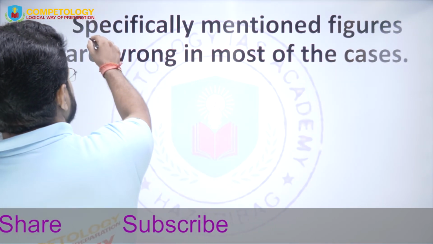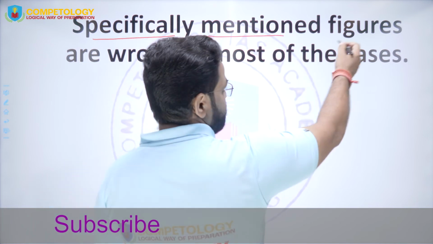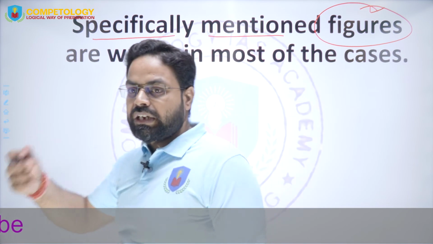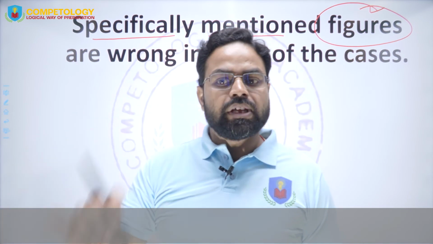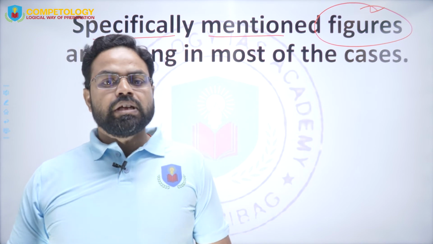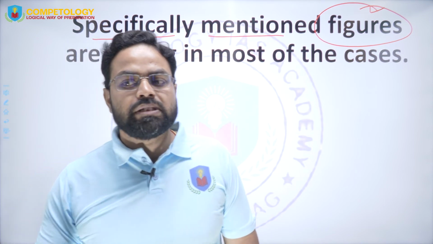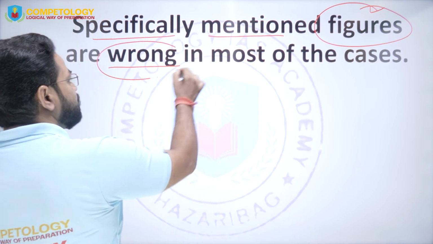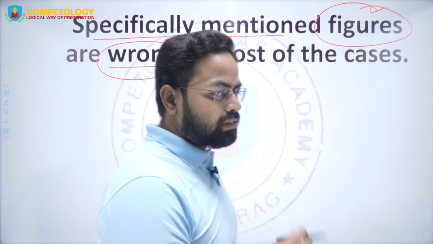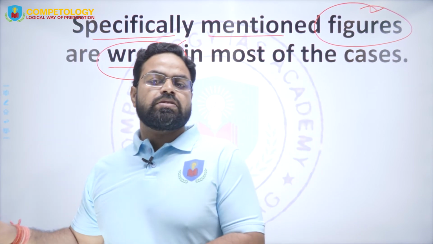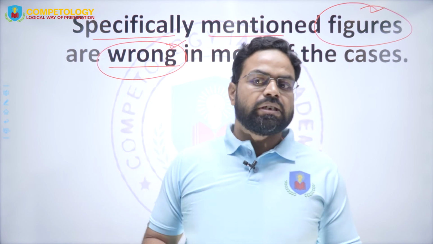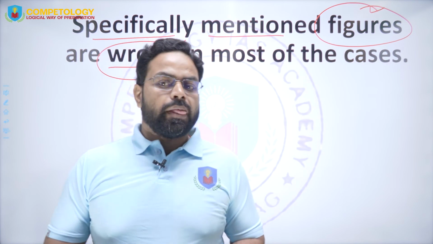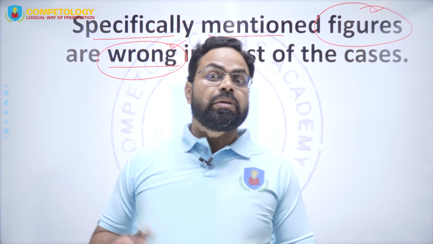Next is specifically mentioned figures. Figures means numbers like 40,000 crore, 50,000 crore, 4.96%, such kind of figures. If there is mention of such kind of figures, then in most of the cases such kind of statements are wrong, such kind of options are wrong. So don't get dragged. This is also playing with the psychology of the students. This method is being used to play with the psychology of the students, that there has been some figure in the option and because of that it may be the correct answer.